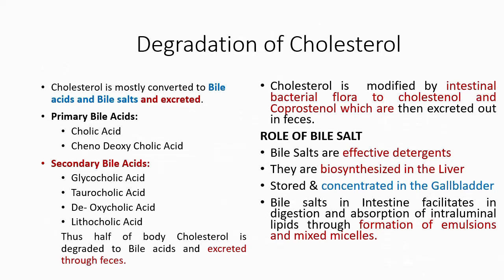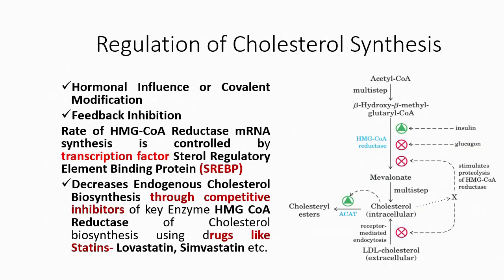Now the next one is degradation. The degradation also leads to formation of what we call bile acids. These bile acids, we have primary and secondary, which we've already discussed. So we have cholic acid and chenodeoxycholic acid, and then the secondary we have glycocholic and deoxycholic, lithocholic. We also talked about the role of these bile acids as detergents, that is in the emulsification of fat.